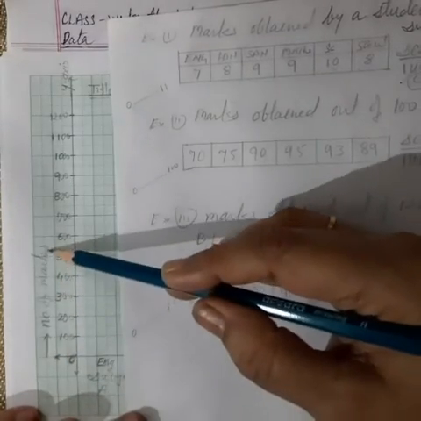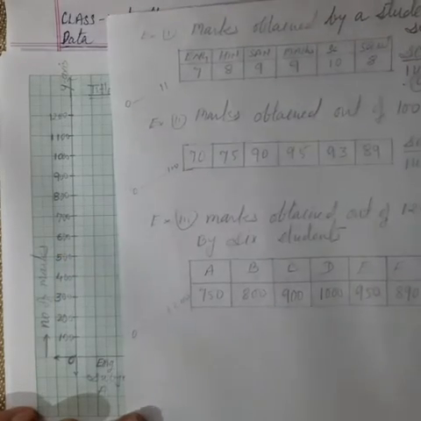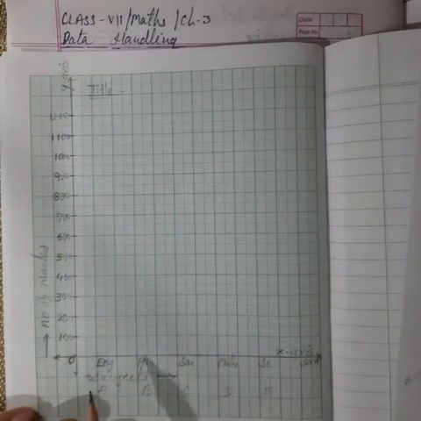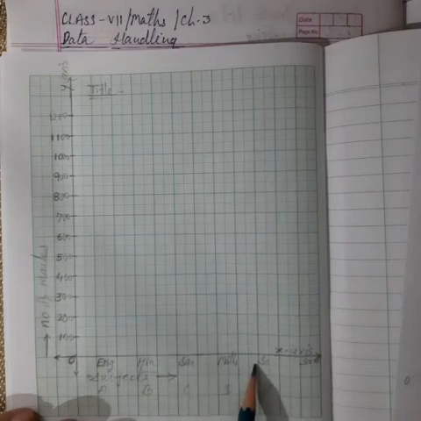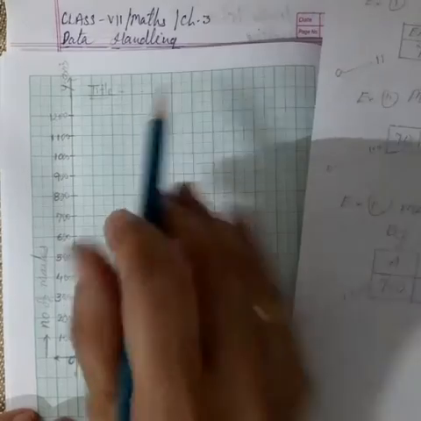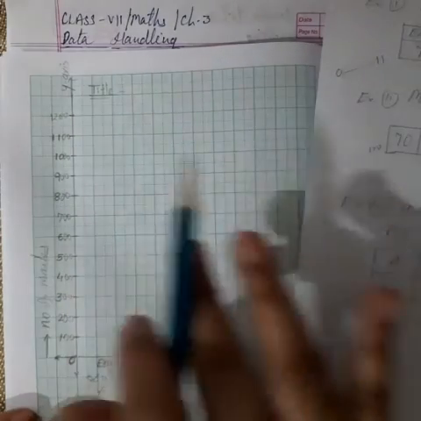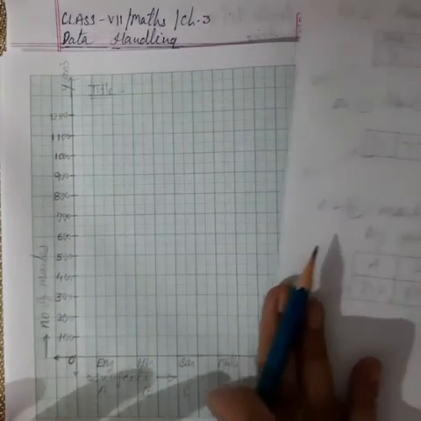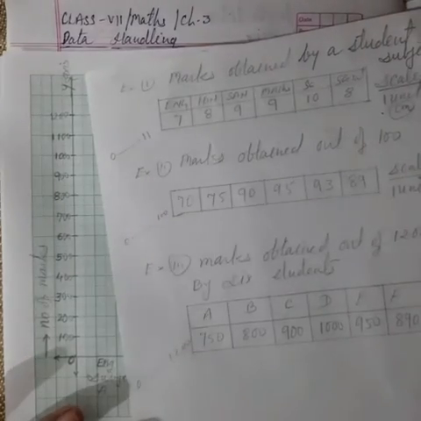Here we will write the number of marks, and on the x-axis we will write the names of subjects. And the title is also very important. The title gives us general information about the question or about the data.